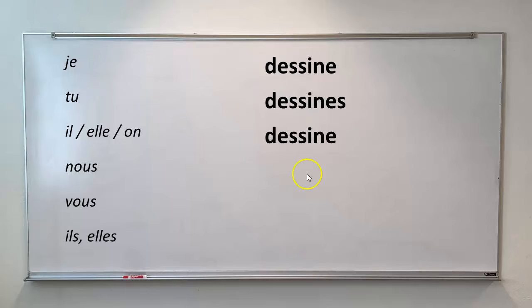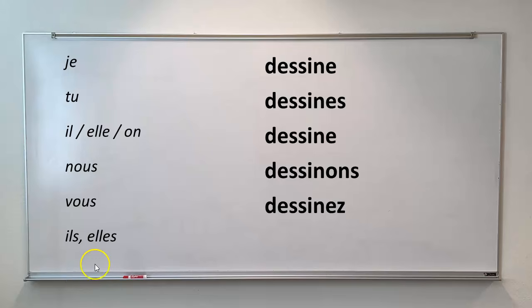Nous. Start with the root. Add your ending, ONS for this one. Nous dessinons. We draw. We do draw. We are drawing. Vous. Start with the root. Add the ending, which is EZ in this case. Vous dessinez. You draw, you do draw, you are drawing.